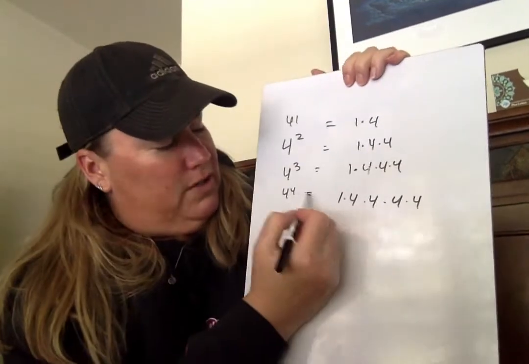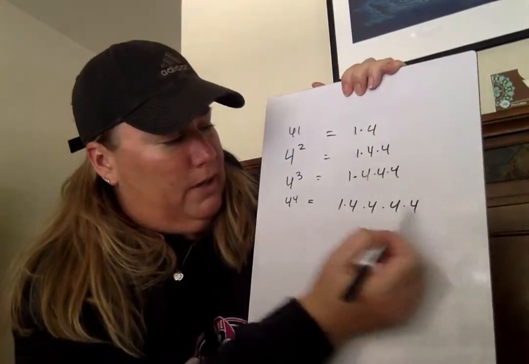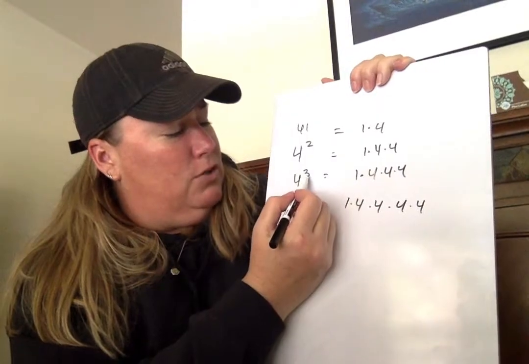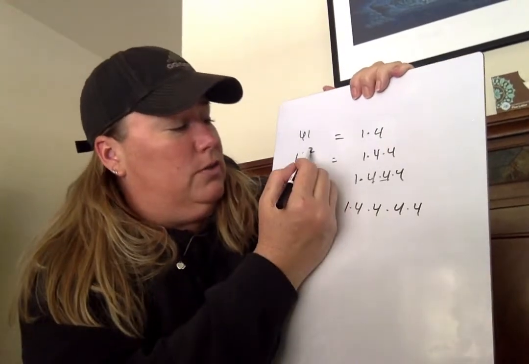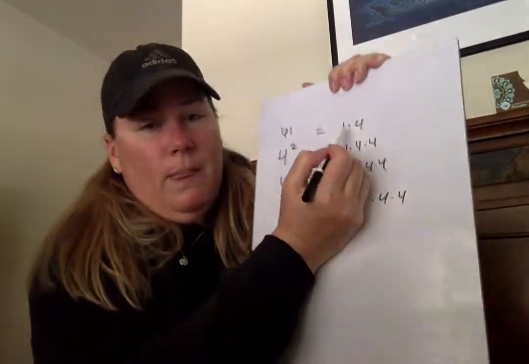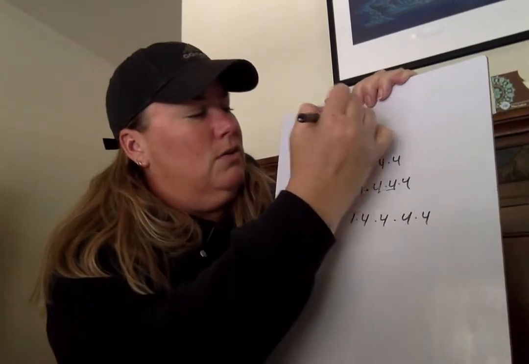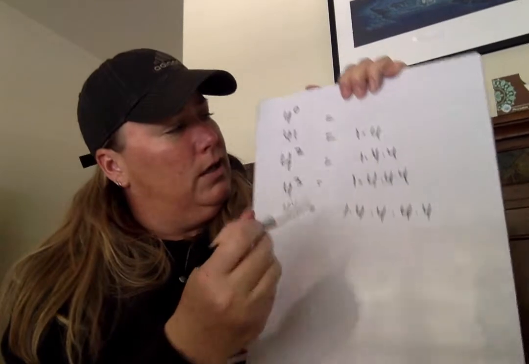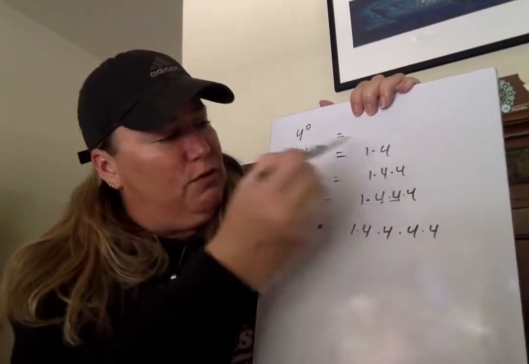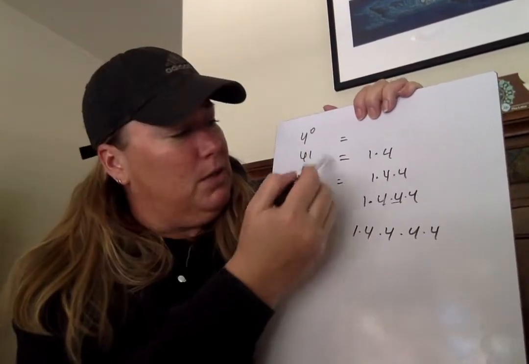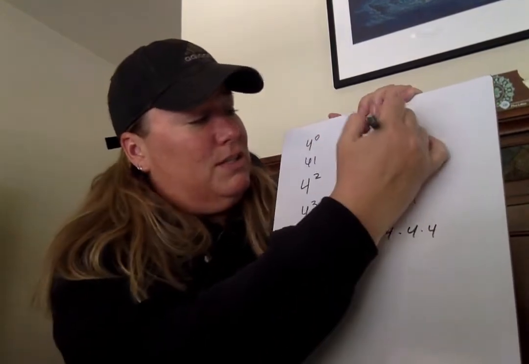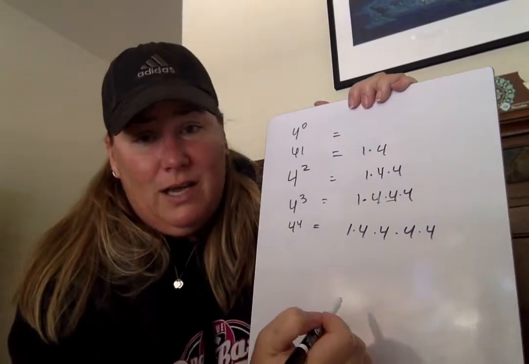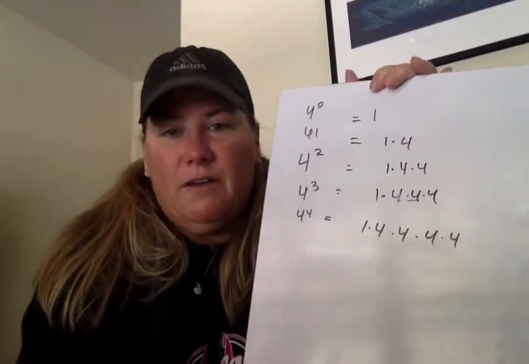So 4 to the fourth tells you there's 4 4's being multiplied. 4 to the third tells you there's 3 4's being multiplied. 2 and 1. So if we have 4 to the 0, if you follow that same pattern, what is being raised to the 0 is 4. And if you follow this, how many 4's are being multiplied? Well, there's going to be 0 4's in here, but what is still left? You still have that factor of 1.